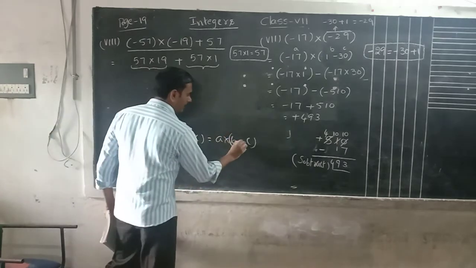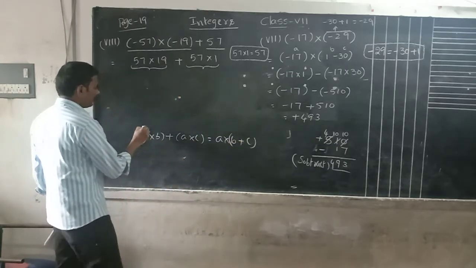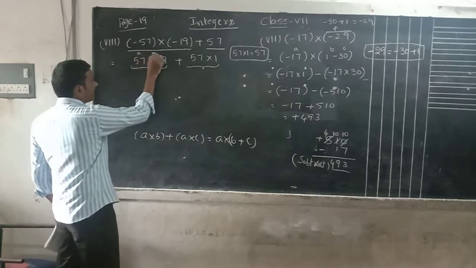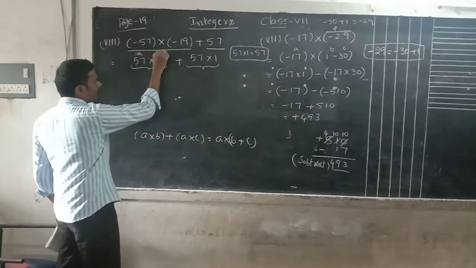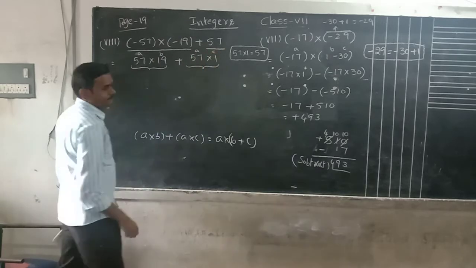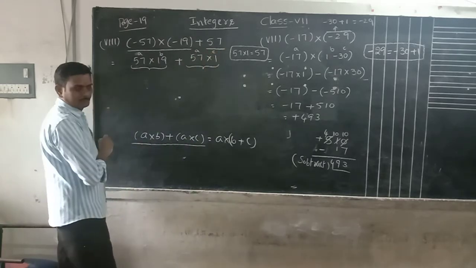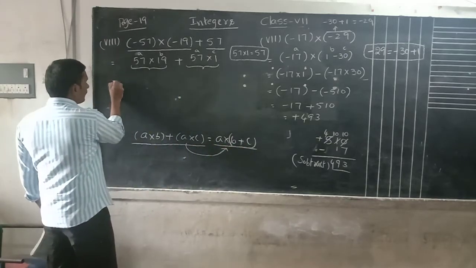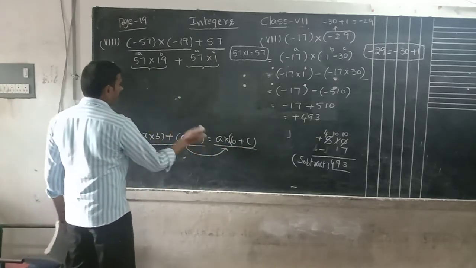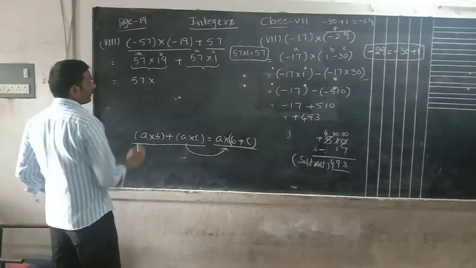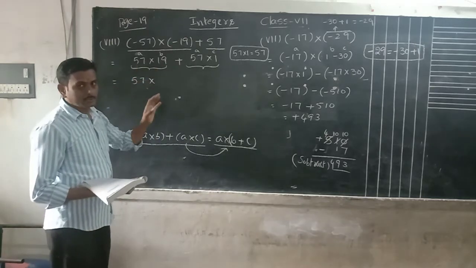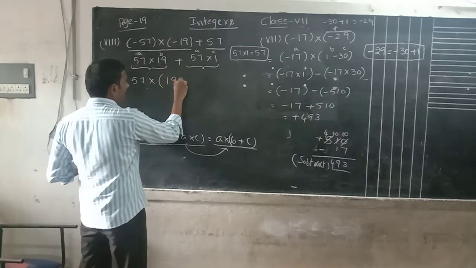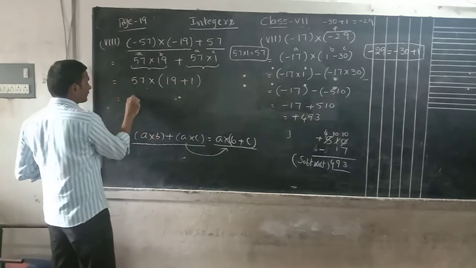That's why it written here 57 into 1. Already 57 available. 57 into 19, B value available. This is A value, B value, A value, C value. Now we can write this form also by using this one. We can write A into, that means 57 into. Whenever A value is common, then only you can take common. Otherwise we can't take common. A 57 into B value 19 plus 1.